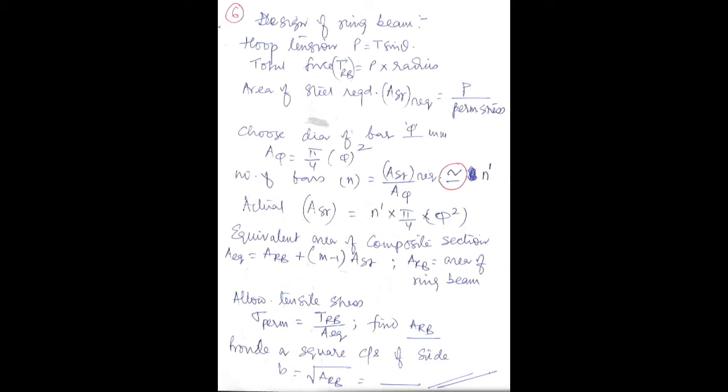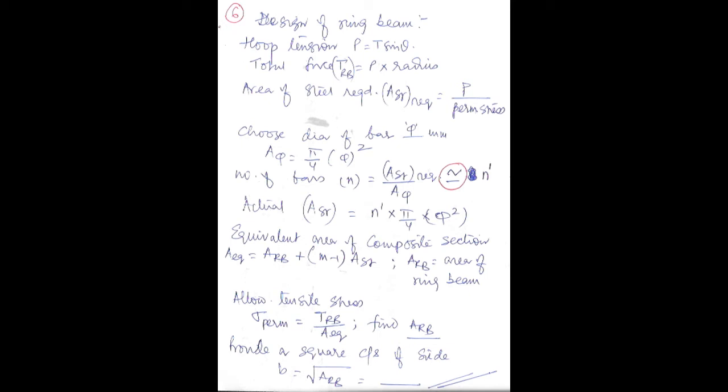Now after N dash, actually we are getting it after approximating. Sometimes we get the value as 6.54. So we assume it as 7, correct? So that value is N dash, after converting it into the whole number. Now again we have to find, with that revised value, what is the actual area coming? So actual AST is N dash into pi by 4 into phi square, whatever diameter you have provided.